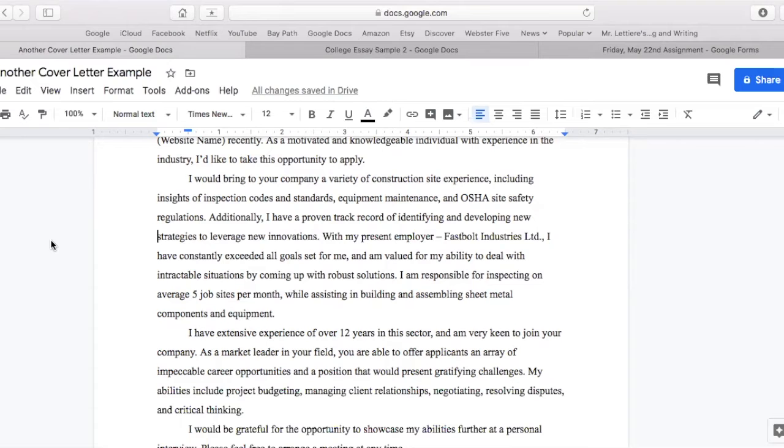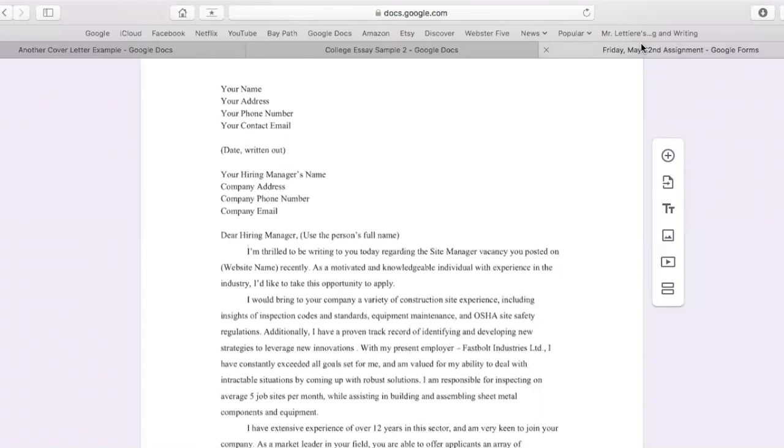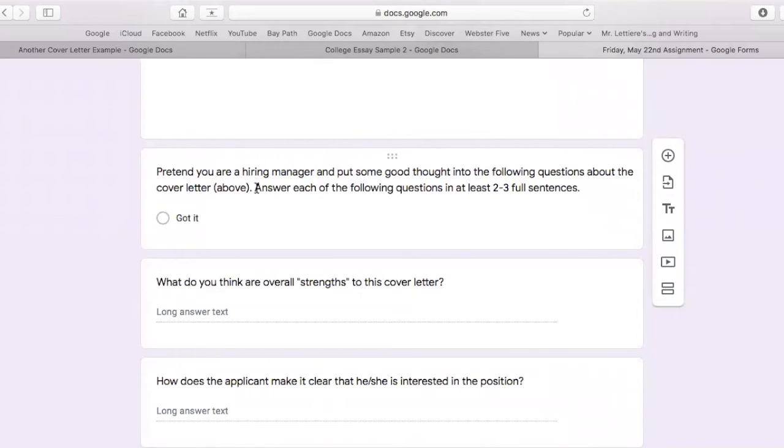I'm responsible for inspecting, on average, 5 job sites per month while assisting in building and assembling sheet metal components and equipment. I have extensive experience of over 12 years in this sector, and I'm very keen to join your company. As a market leader in your field, you are able to offer many applicants an array of impeccable career opportunities in a position that would present gratifying challenges. My abilities include project budgeting, managing client relationships, negotiating, resolving disputes, and critical thinking. I would be grateful for the opportunity to showcase my abilities further at a personal interview. Please feel free to arrange a meeting at any time. Sincerely, your name.